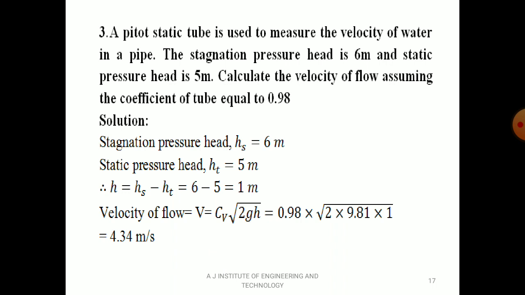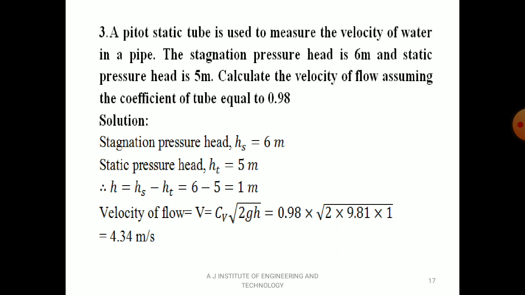So we have to get a small letter h from H stagnation and H static. So that is, there is a correlation, H stagnation equal to h plus H static. So small letter h equal to H stagnation minus H static. So 6 minus 5. So small letter h equal to 1 meter. Solution, stagnation pressure head Hs equal to 6 meter. Static pressure head, you can use symbol as static pressure head HT, or you can write H static and H stagnation. That's left to you. Static pressure head HT equal to 5 meter. Therefore h equal to Hs minus HT, that is equal to 6 minus 5, that is equal to 1 meter.